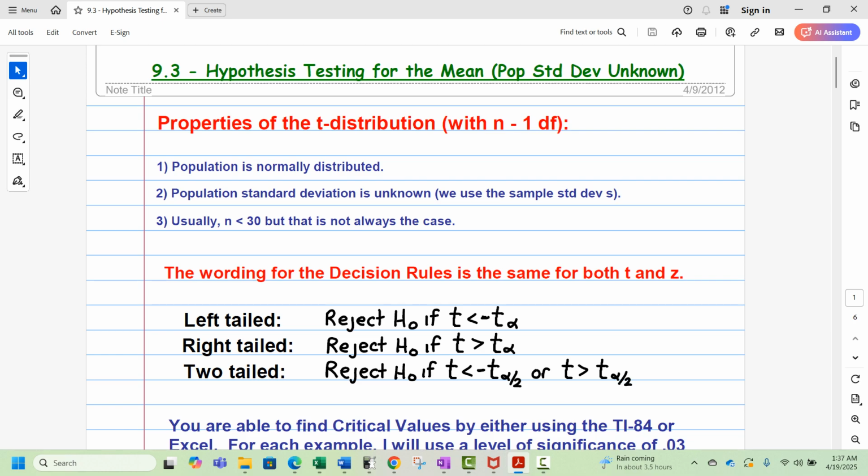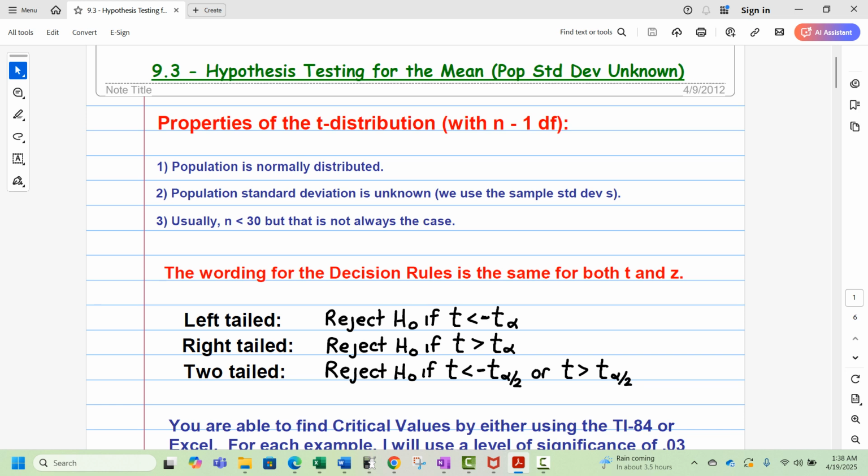The third one's not really an official case. Usually n is less than 30 because the t-distribution is more often used for smaller samples, but that's not a rule. So that's not something you should follow, but it's very common.